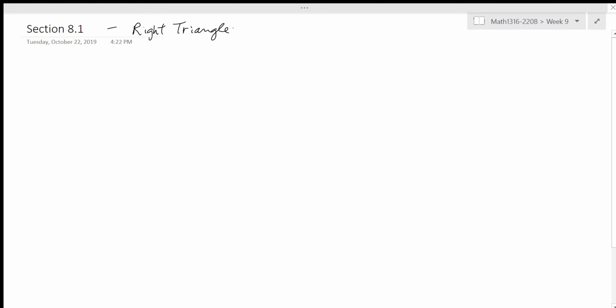So today it is right triangle trigonometry. We are focusing on right triangles, okay? We're not in the unit circle anymore. The unit circle is behind us. We're moving on. We're talking about right triangle trig. Got it? All right, so let's start with a picture.